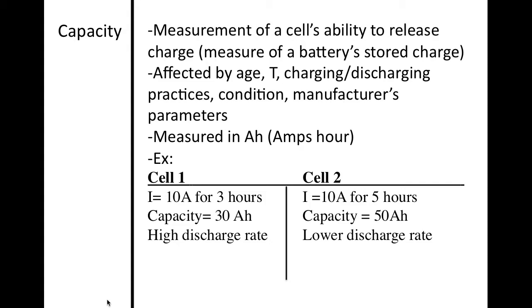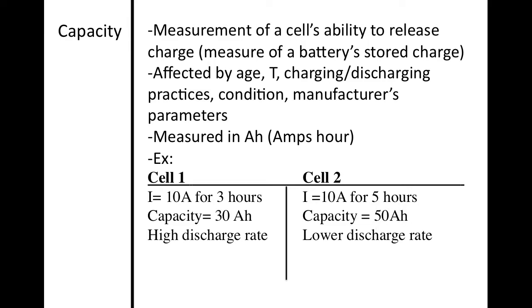And in this example here, there are two cells that have varied capacities. Cell 1 can provide a current of 10 amps for 3 hours, so that would give you a capacity of 30 amp hours. For cell 2, we have a current of 10 amps for 5 hours, which gives us a capacity of 50 amp hours.